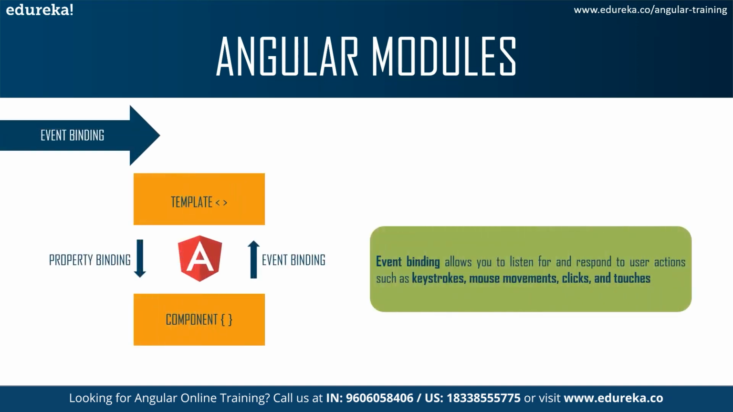Next we have event binding. Just like property binding, event binding is also used to share data between component and template. It allows you to listen or respond to user actions like keystrokes, mouse movements, clicks, and touches. It basically involves animation, transition, transformation, such things.